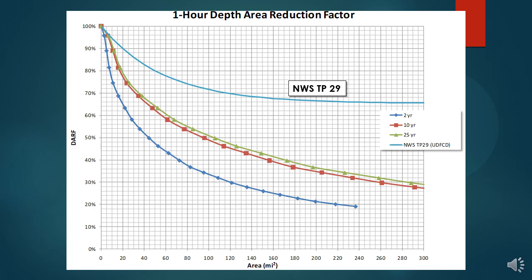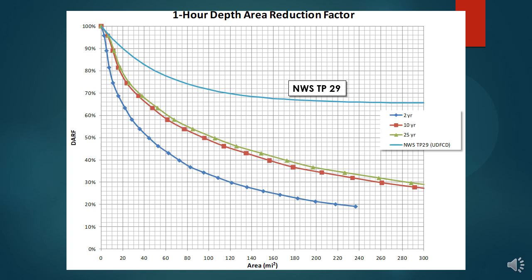Here we have the hourly curve represented by itself, the National Weather Service TP29 curve. They're in the blue at the top for the 1 hour time period. The three below represent the depth area reduction curves that were derived from the radar data. And the first thing you can see, they're a lot lower than the National Weather Service approach.